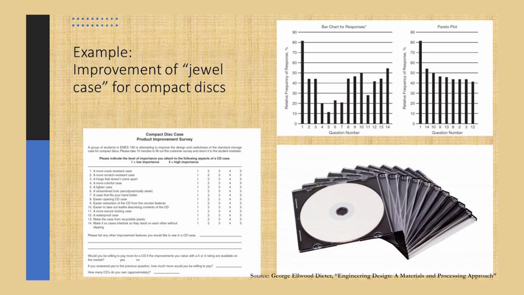This is in the discovery phase, okay. You are doing a user research, then you can create a bar chart for the responses, okay. You can create a Pareto plot, okay. So, bar chart is showing for each question how many have answered, okay. And then you can organize this in decreasing order, that creates a Pareto plot. So, which questions had the most responses? Question 1 was the most important, a more crack resistant case, and then question 14, which was make it so cases interlock so that they stack on each other without slipping. Okay. So, these were the features.